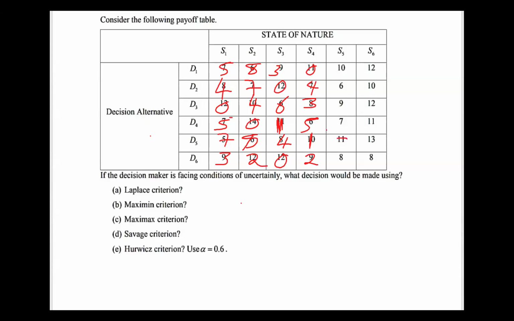11 minus 11, 0, right? 11 minus 7 being 4. 11 minus 8, 3 here. And 11 minus 9 is 2. 11 minus 6 being 5, and minus 10 being 1. And 13 is the highest score in the last column.